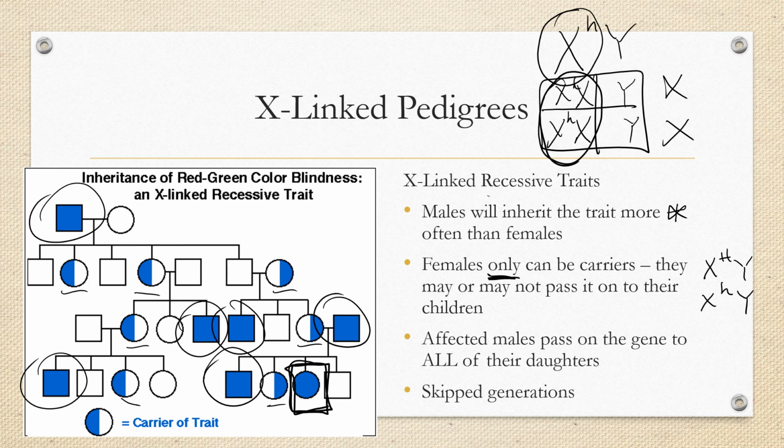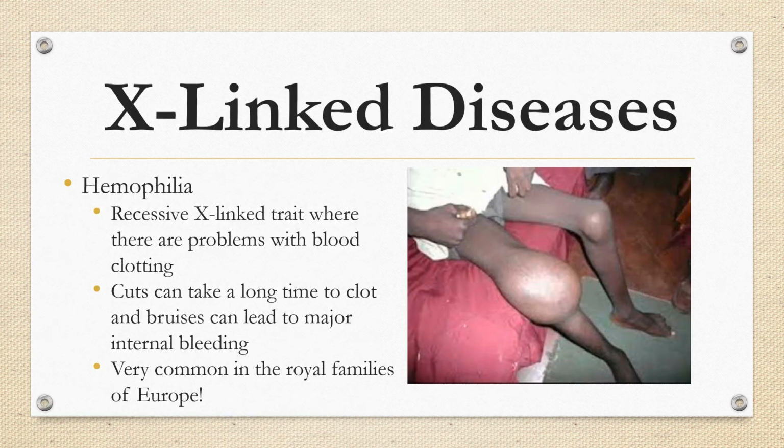Because this is also a recessive trait, you're going to see those skipped generations. Maybe you see a boy who has it when neither of his parents did. So you will see the same things that follow recessive patterns.